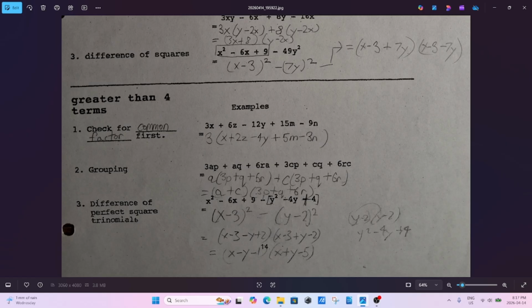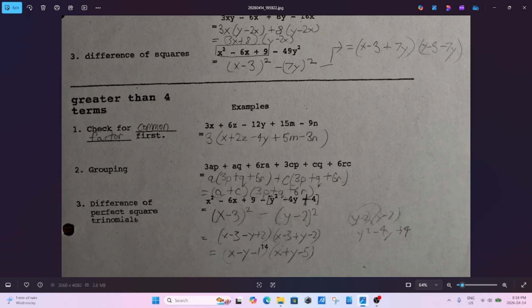And then there's difference of perfect square trinomials. So this is x squared minus 6x plus 9 minus the bracket of y squared minus 4y plus 4. So the first 3 terms is x minus 3 squared, minus, and then we have y minus 2 squared, which is y squared minus 4y plus 4.